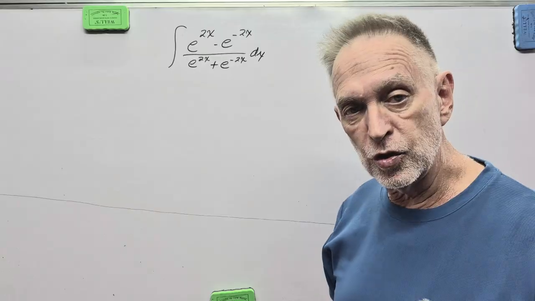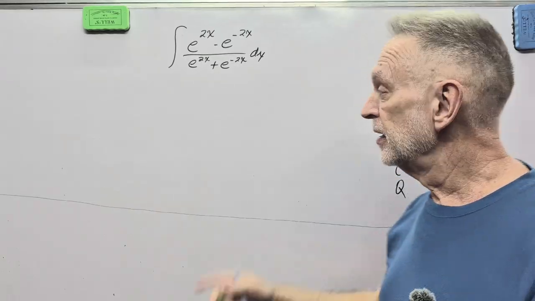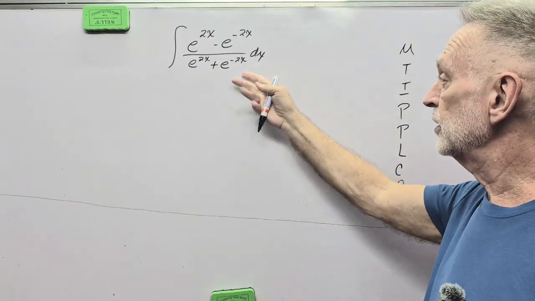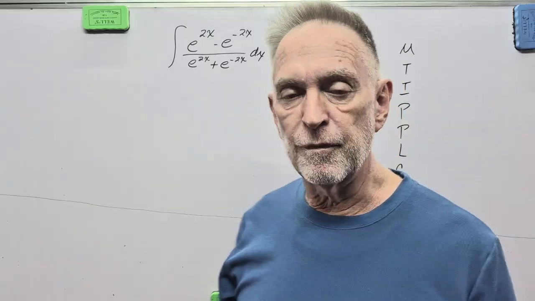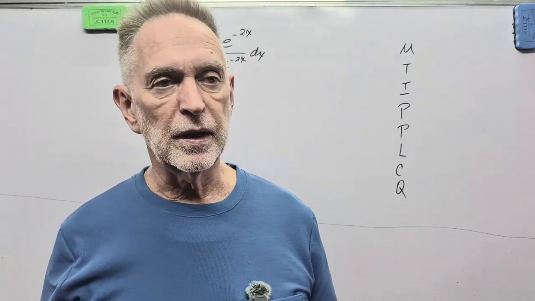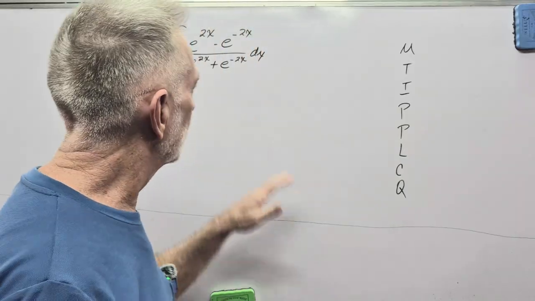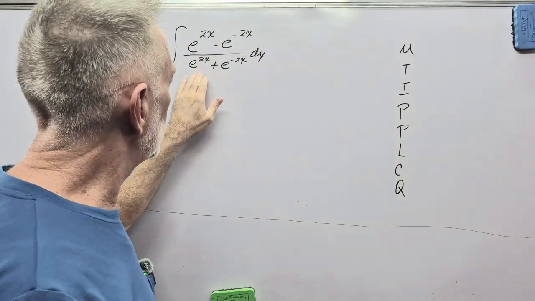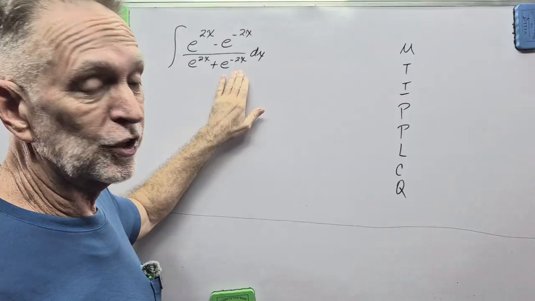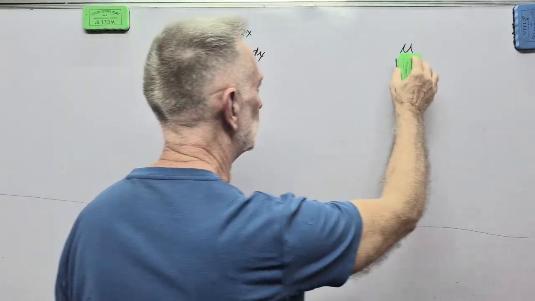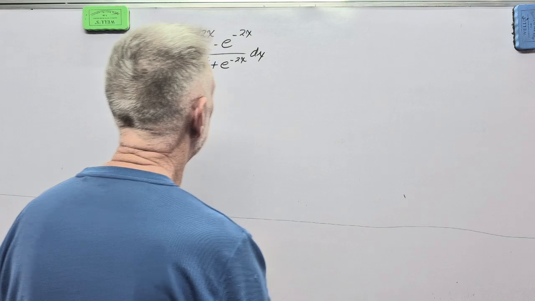When you use a u sub, which is what I'm going to try on this one, if you can take the derivative of something, you may get some insight into how to solve this thing. For example, I'm going to let u equal everything in the denominator. So we're going to use u sub. We're going to try that.